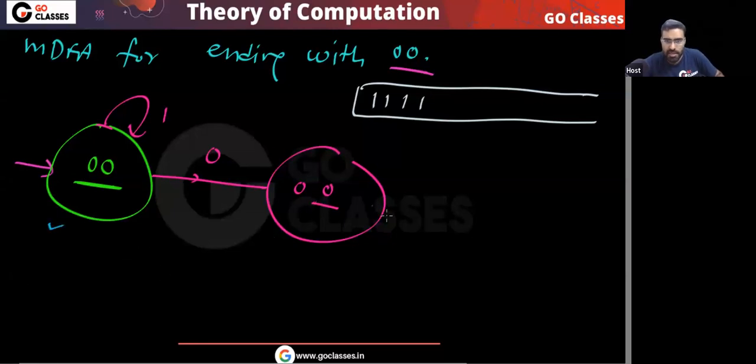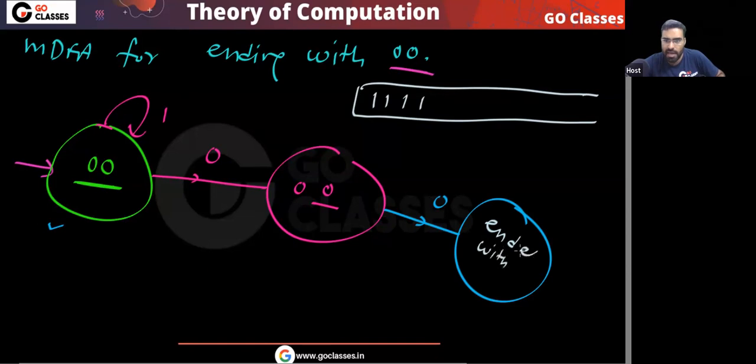Now in this state, if I see another 0, now I have seen 0, 0. What I'm thinking is that I have ended with 0, 0. In this state, I am thinking that I have ended with 0, 0. In this state, I am waiting for 0. If 1 comes, what will I do? In this state, let's call it state A, state B, and state C.